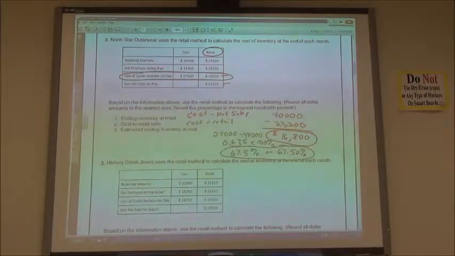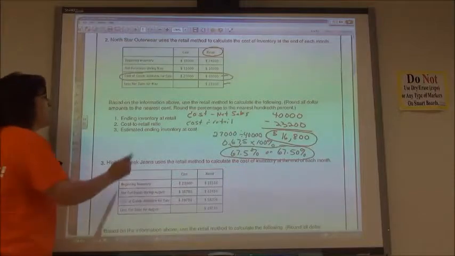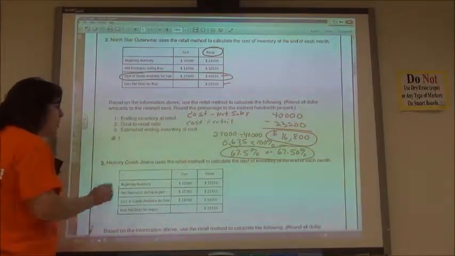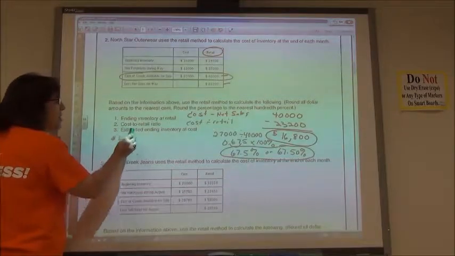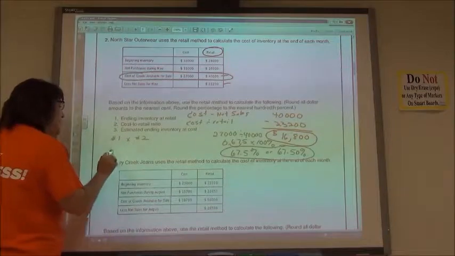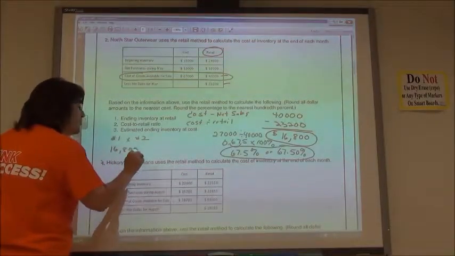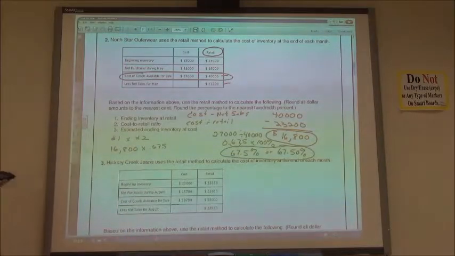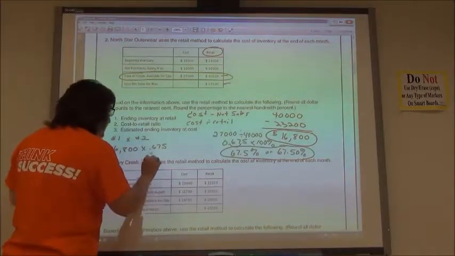Then the estimated ending inventory at cost, we're going to take the ending inventory at retail, which is the answer for number 1. We're going to multiply it by the cost to retail ratio, which is the answer for number 2. And so we're going to take our 16,800 times our 0.675 since we want the percent as a decimal. So if I multiply that out, we get $11,340.